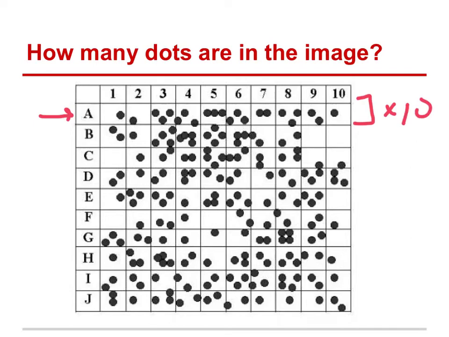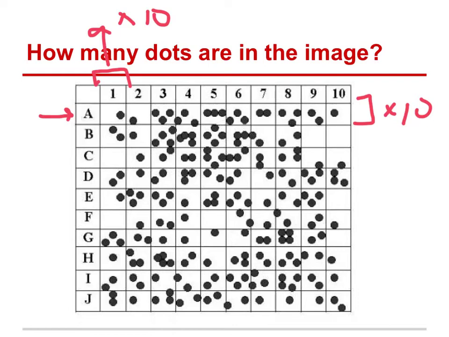You may have done something similar, except instead of using rows, you used columns. And you counted all of the dots in a single column and said, oh, there are 10 columns, let's multiply my answer by 10. These are great ways of sampling, or these are great ways of estimating using a sample of the entire population.